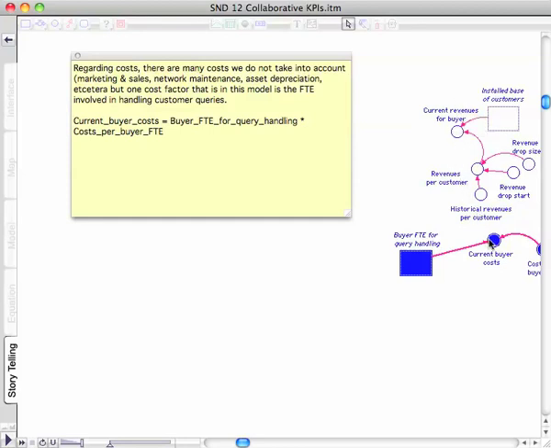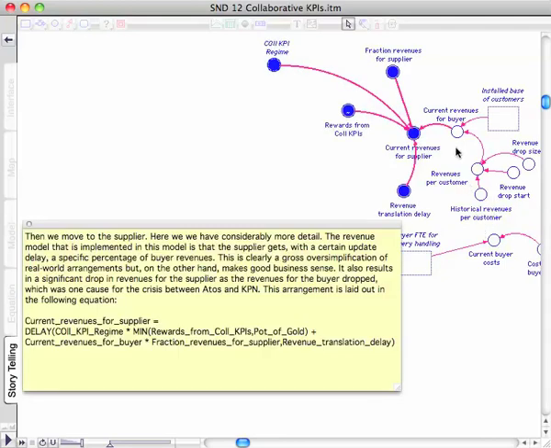The buyer also has costs, and there are many costs we don't take into account, but certainly the people needed to handle all those queries, those are costs. We assume that a certain fraction of those revenues for the buyers is also available for the supplier. If the revenues for the buyer go down, the revenues for the supplier also go down. If the revenues for the buyer go up, the revenues for the supplier also go up. There are some special cases here when you can actually have rewards, bonuses that you get from the collaborative KPI regime, but it has to be then active. The normal fraction for supplier is assumed here to be 1%, but that's just arbitrary, and that takes some time.